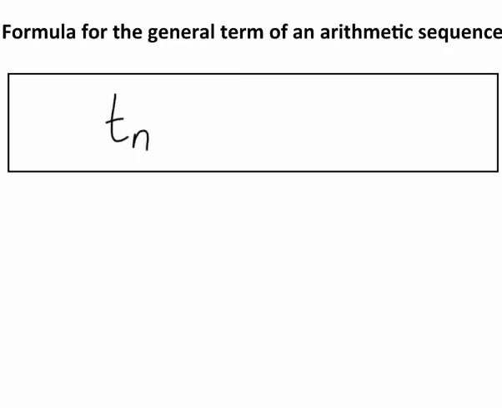Any term will be built of your T1, your first term, plus you're going to add on to that the common difference. Leave yourself a little space. Common difference, and you're going to add the common difference a bunch of times. And the question is how many times? So I've got my n, and I know it has something to do with the term I'm on.